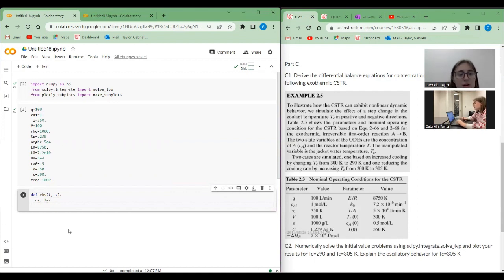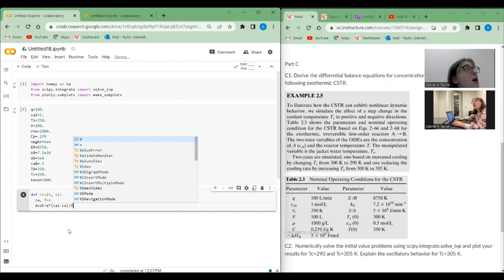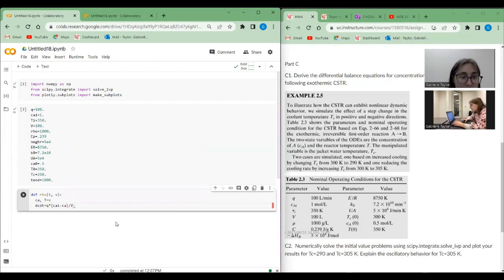The next thing that we want to do is write the two differential equations that we derived, our concentration and our temperature. So on the board, let's do our differential dCA/dt. The first thing is our Q is going to be multiplied by our CI, so our initial concentration, minus our CA. And then this is going to be divided by V. And then this is going to be minus.